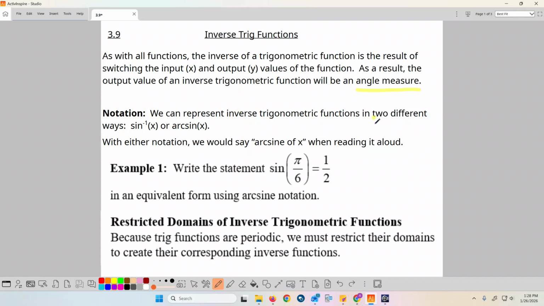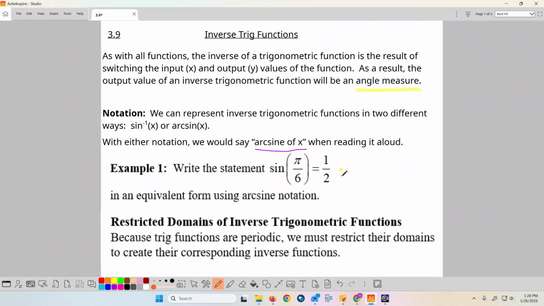We can represent inverse trig functions two different ways. On the AP exam, you might see either one of these, okay? One of them looks like it has a sine to the power of -1, and then the other one just says arc sine. Both of them mean inverse trig function of sine, okay? With either notation, though, we would read them as arc sine of x. Some people read inverse of sine, but we could read them as arc sine of x when reading it aloud.